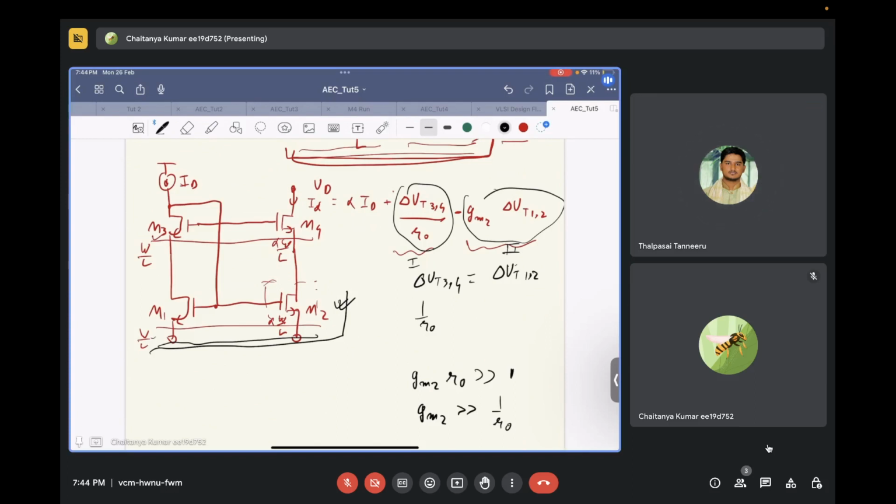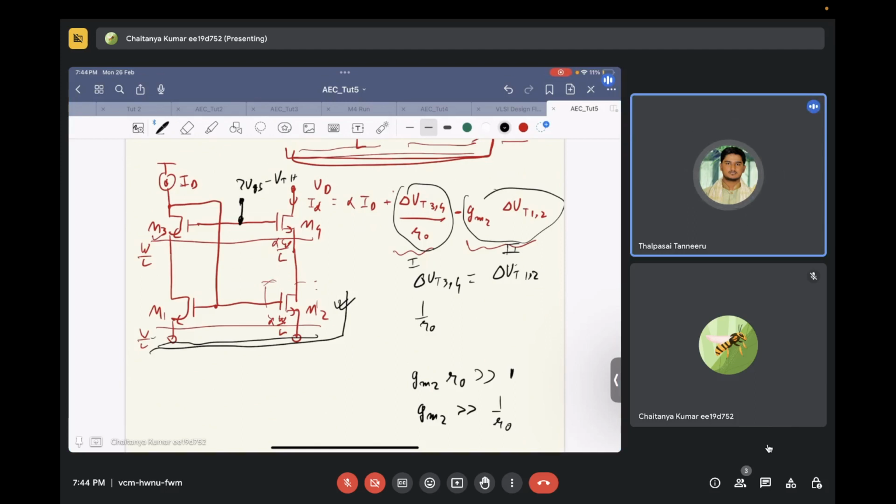Okay, any doubt till here? Biasing of this particular node, that is 2 VGS minus VTH, we will take up in the next tutorial session. Yes, sir. Apart from this, any doubt? No, sir. I will ask next week. Okay. Sir, could you give any source?